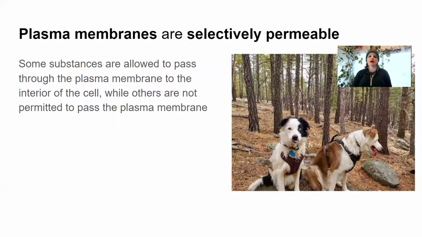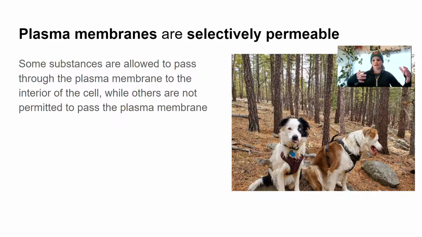Okay, so plasma membranes are selectively permeable. Some stuff can come in and out of the cell, and other stuff has to stay where it is. So I put a picture of my two little border collie puppies here, and this little goofball Maggie here with her tongue sticking out really likes to find bones in the forest. Sometimes there'll be the carcass of a cow or an elk or something, and she'll find the bones and she'll want to bring them into the house, but she is not allowed to. However, the dogs can bring in bones that I purchased for them from the grocery store, right?